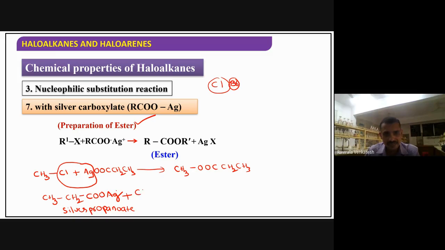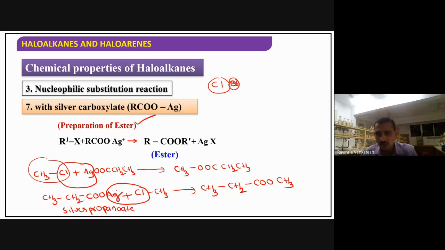This part you write reversely. To make the product, you take the reverse part. So chloromethane, and AgCl we remove here. Now the remaining you just join. CH3, CH2, COO, CH3. Now this is called what? Methyl. So write down methyl.